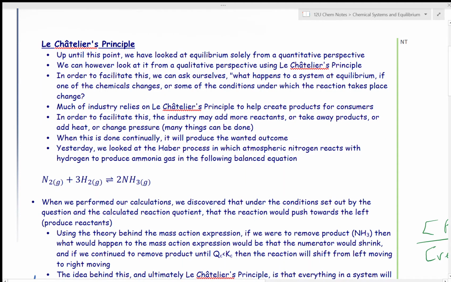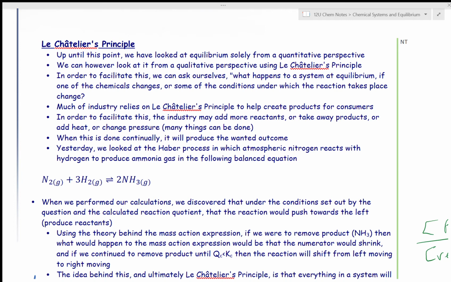Hey everybody, welcome to lesson number 5, which is on Le Chatelier's principle. Everything that you guys have done so far in equilibrium has looked at it from a quantitative perspective, so calculations and numbers. But there is a qualitative perspective called Le Chatelier's principle, or we use Le Chatelier's principle to determine that qualitative analysis of what we're looking at.